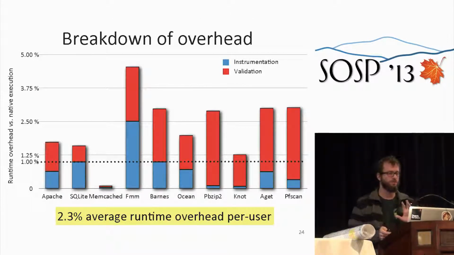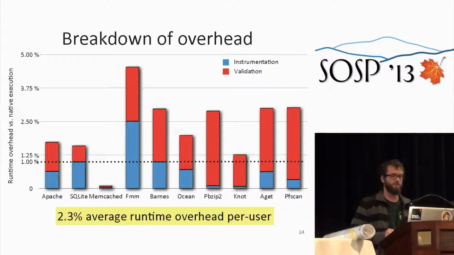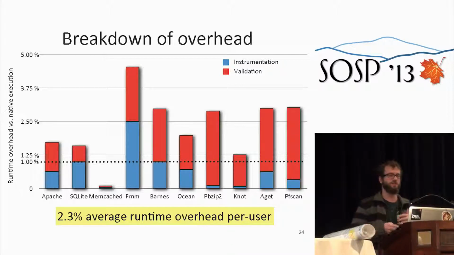Finally, we looked closer at the average runtime overhead per user for RaceMob to see whether it's usable in practice. On the x-axis, there are 10 different programs that we evaluated RaceMob on, and on the y-axis, we see the percentage overhead of RaceMob over native execution. We split the overhead in two components. The first one is solely due to instrumentation code that's present in the programs, and the second component is due to dynamic validation.